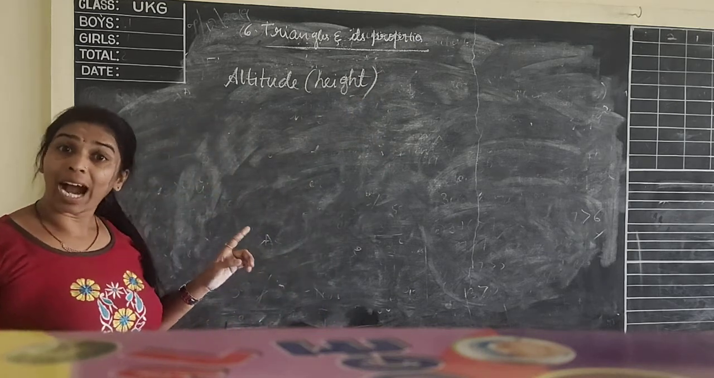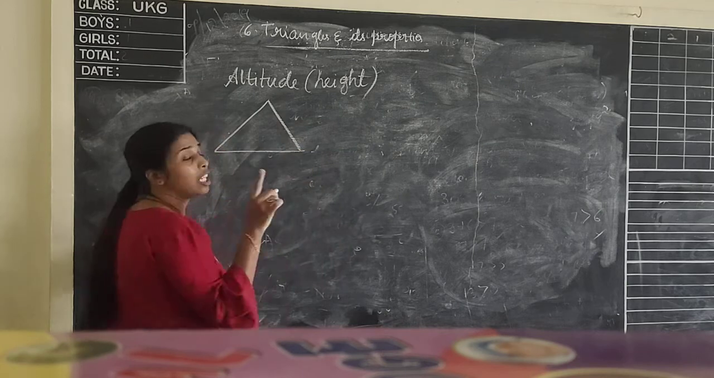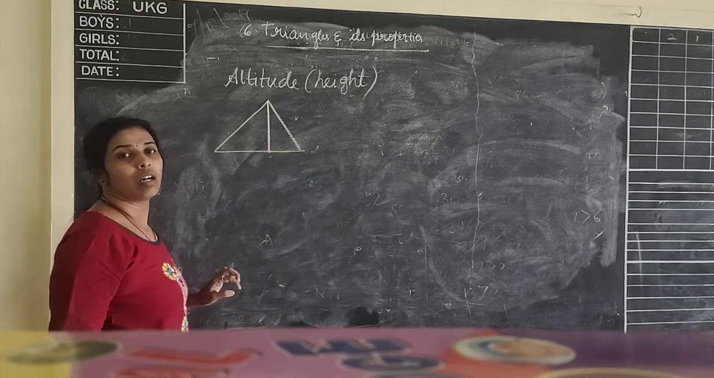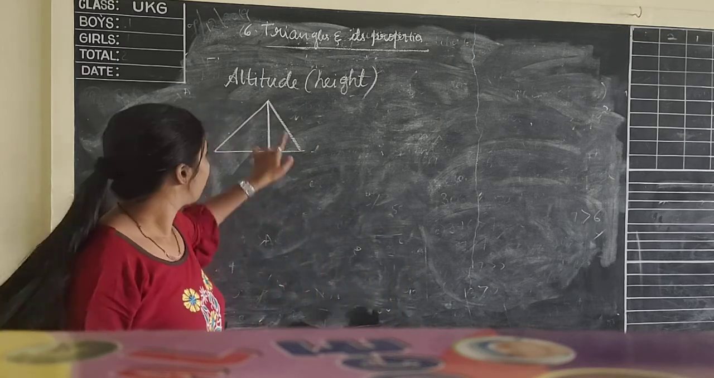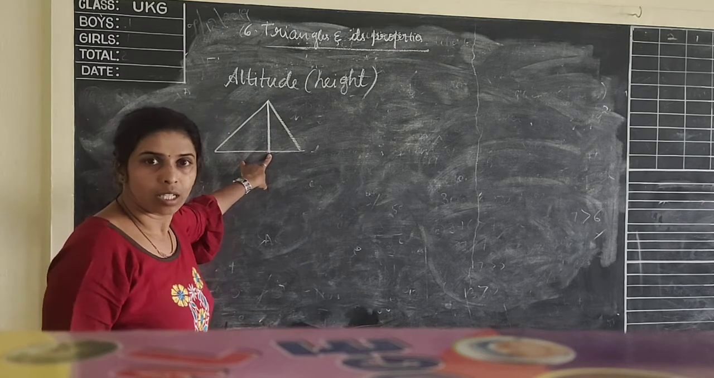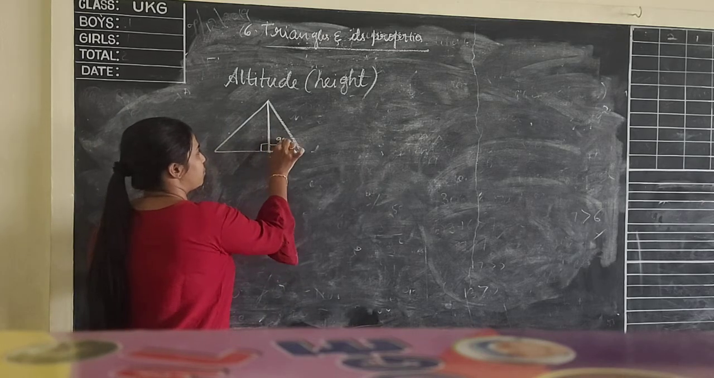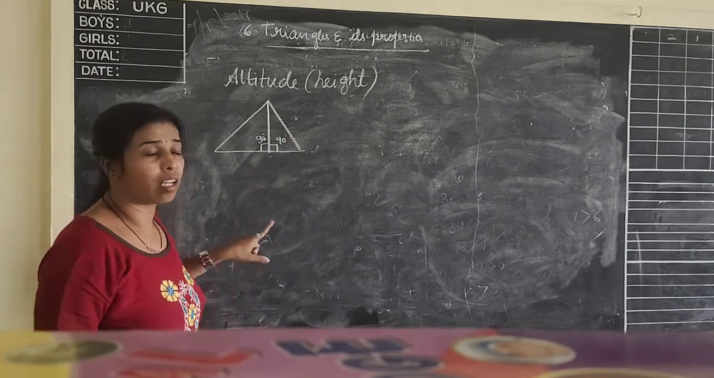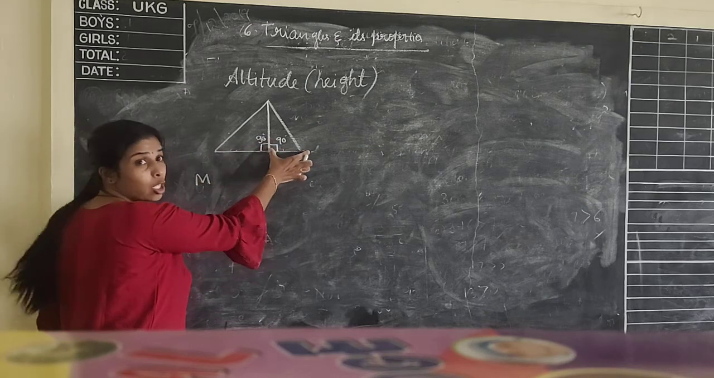Altitude means nothing but height. In one triangle, altitude comes directly from the vertex. If you want to draw the altitude, you need a vertex. From the vertex, altitude. Here, what it forms is always 90 degrees. But in a median, these two sides are not equal.